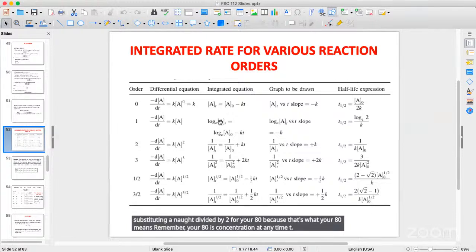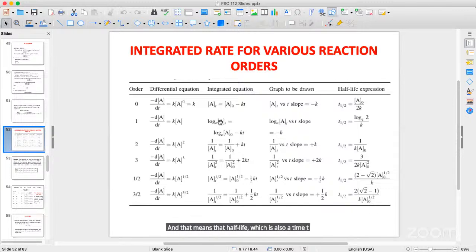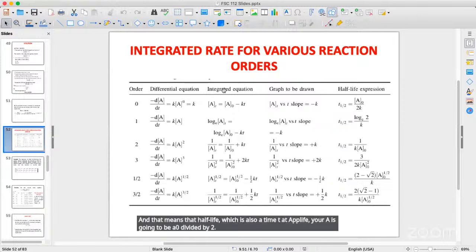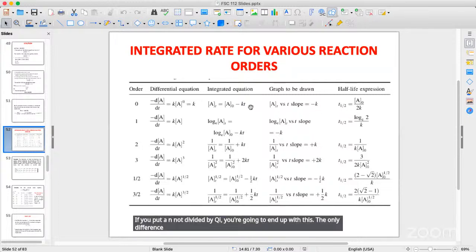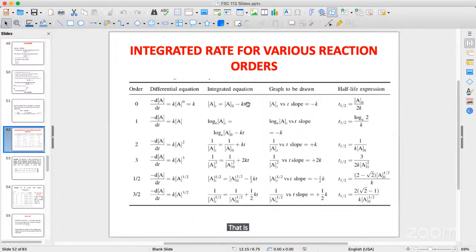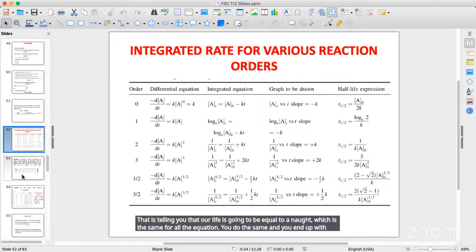And that means that at half-life, which is also a time t, your At is going to be A naught divided by 2. If you put A naught divided by 2 here, you're going to end up with this. The only difference is that to signify that we're dealing with half-life, we no longer write t, we write t subscript half. That tells you that at t half, your At is equal to A naught divided by 2, which is the same for all the equations. You do the same and you end up with the half-life expression.